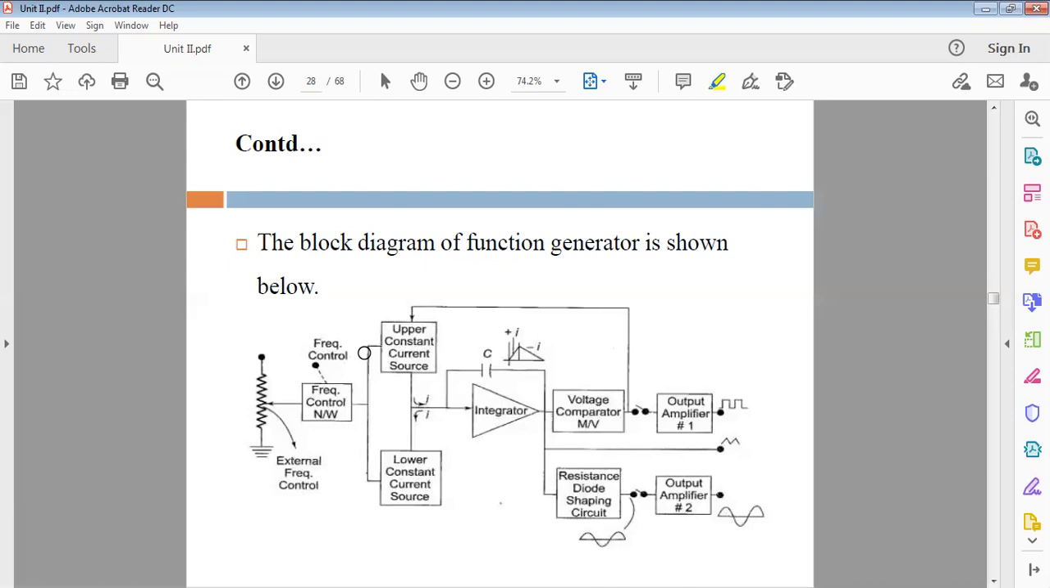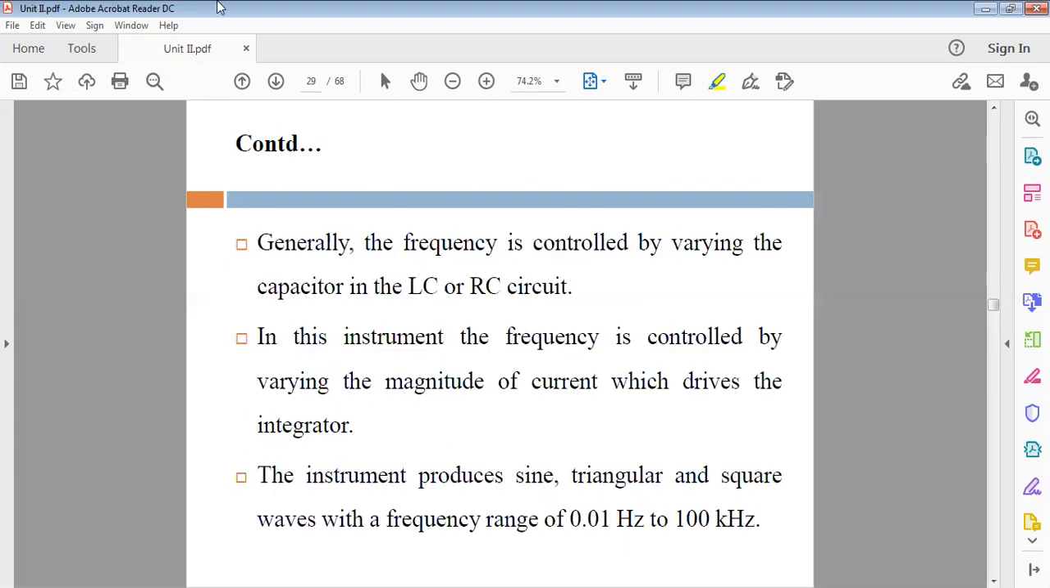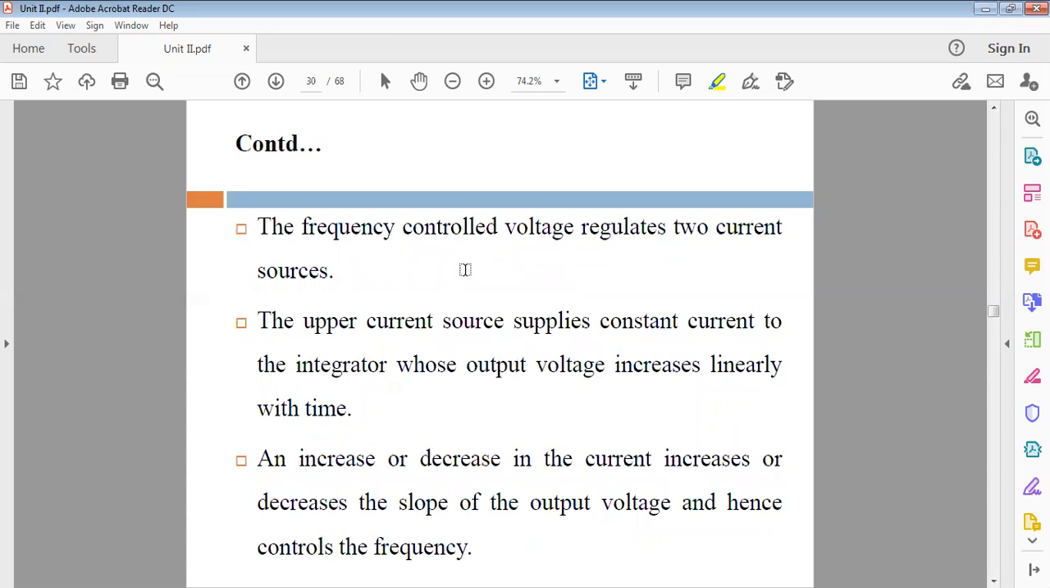Now we'll see this block diagram in detail. Generally we use either an LC circuit or an RC circuit for changing the value of the frequency. But in this instrument, it is controlled by varying the magnitude of current, which is used for driving the integrator. This instrument can produce sine, square and triangular waveforms with a frequency range from 0.01 Hz to 100 kHz. Next, the frequency controlled voltage regulates the two current sources.